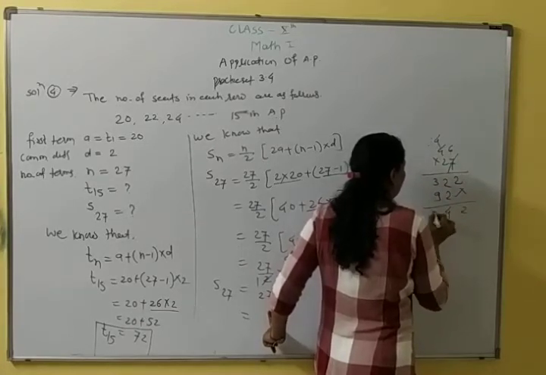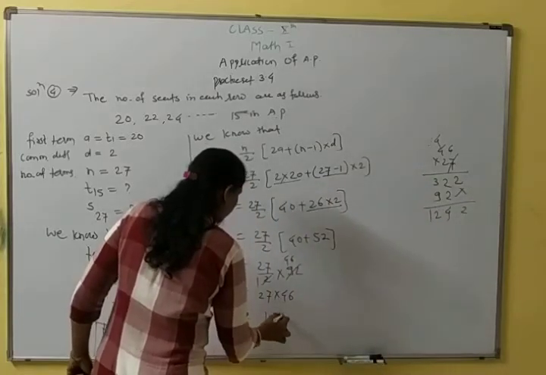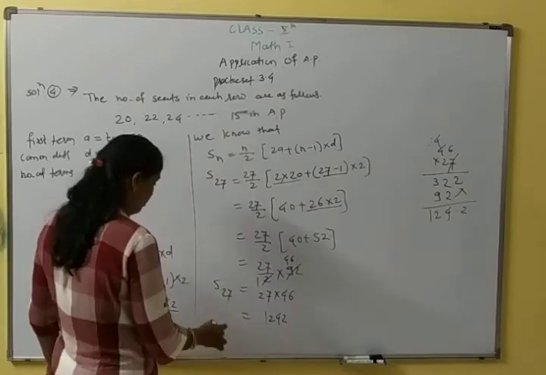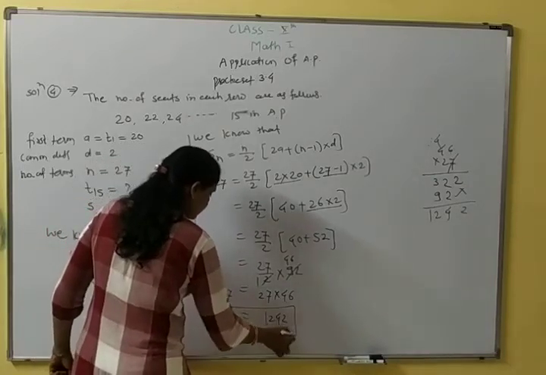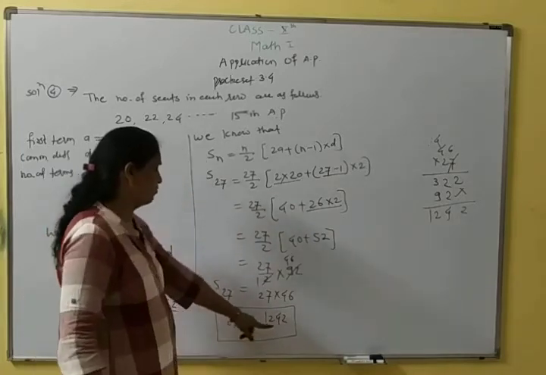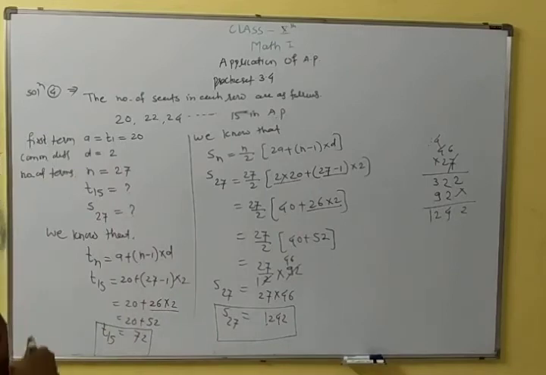46 into 27. So total seats in auditorium is 1242. This is the total seats in auditorium. Means S27 equal to 1242.